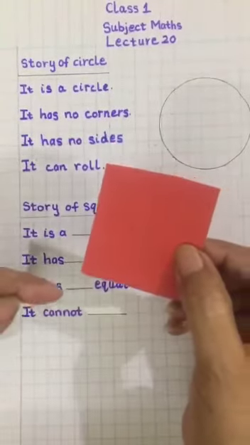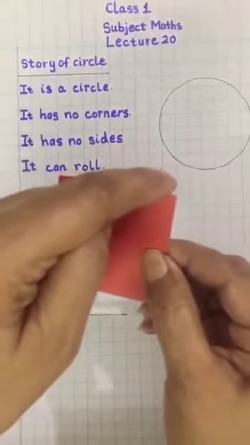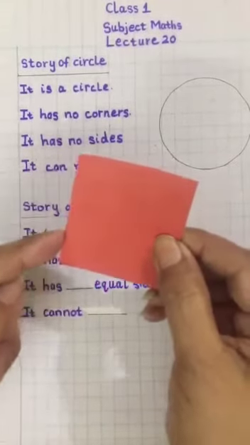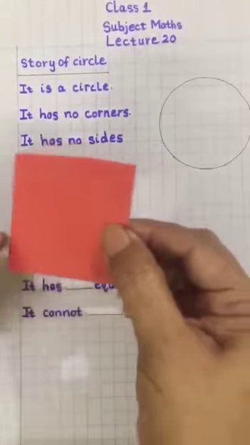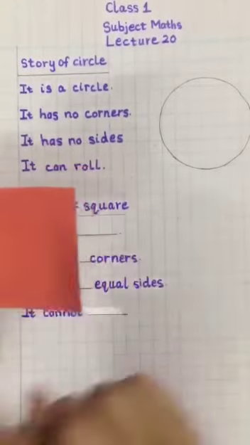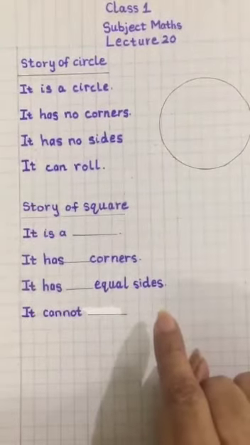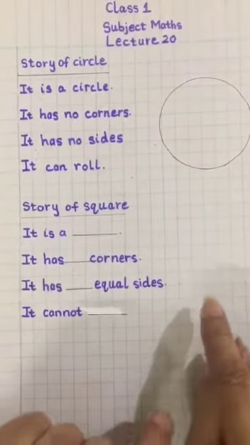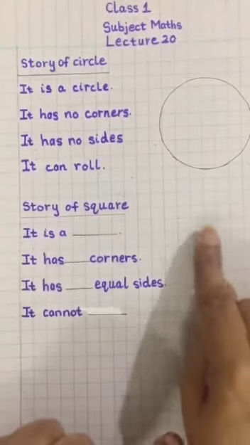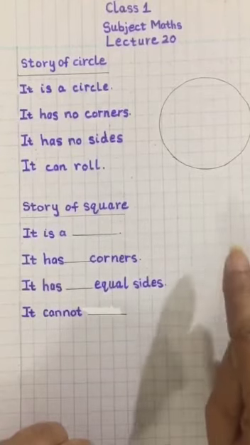It has 4 equal sides. 1, 2, 3, 4. It cannot roll. So you have to do this work in your neat copy and draw square and color it.